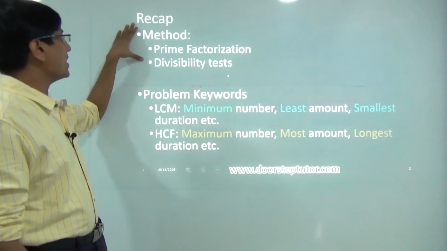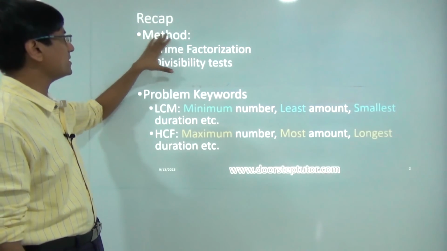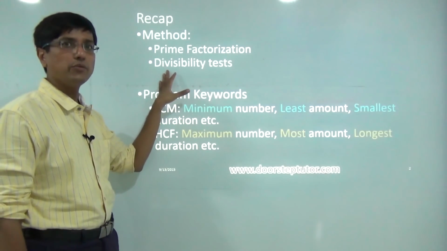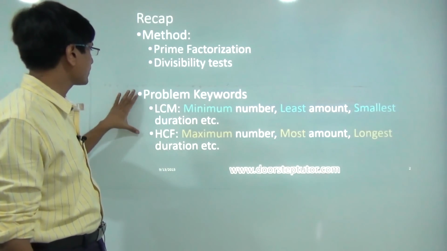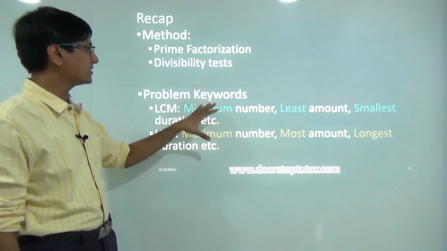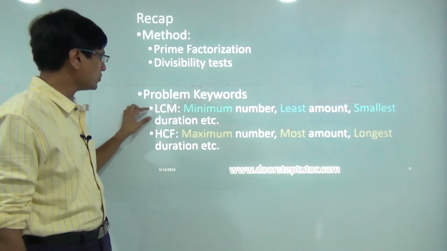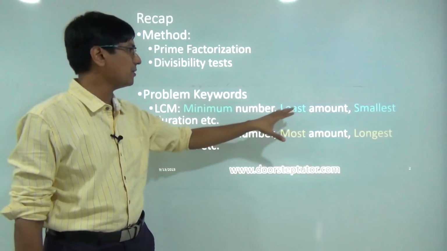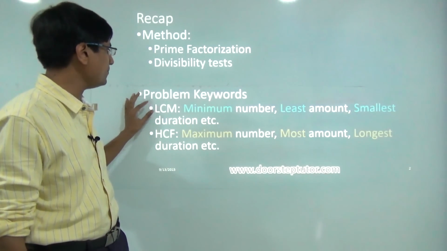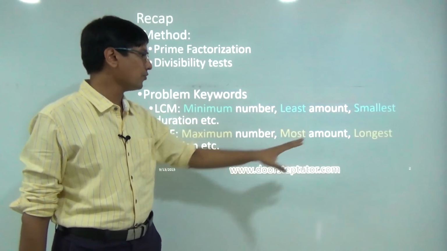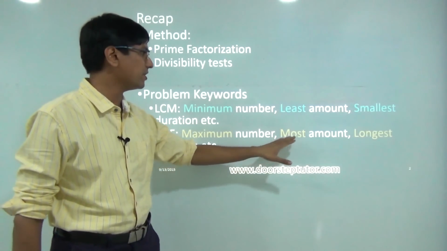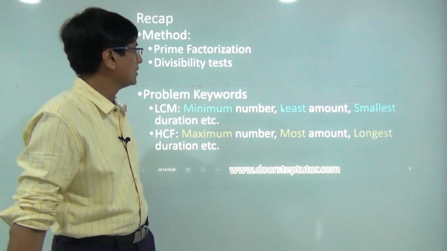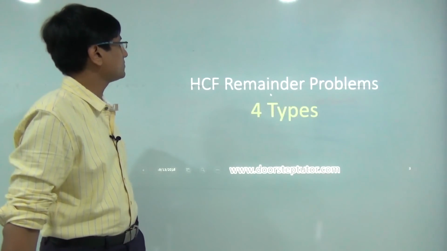So this is just a brief recap. In the previous two classes, we have discussed the methods of finding SCF and LCM and some of the techniques which we can use to speed up our calculation. In the last class, we discussed some critical keywords which allow us to quickly identify LCM and SCF problems. For example, minimum, least, smallest, these denote LCM. If your problem has maximum, most, longest, these would typically be SCF problems. So let's move on to today's class.